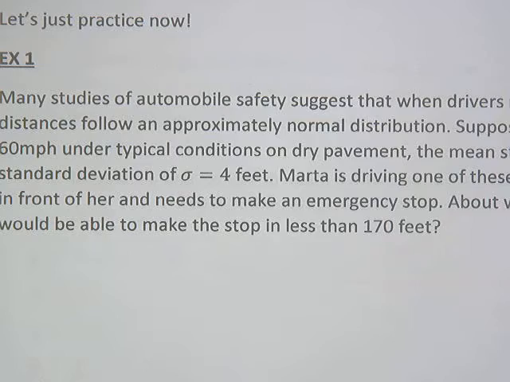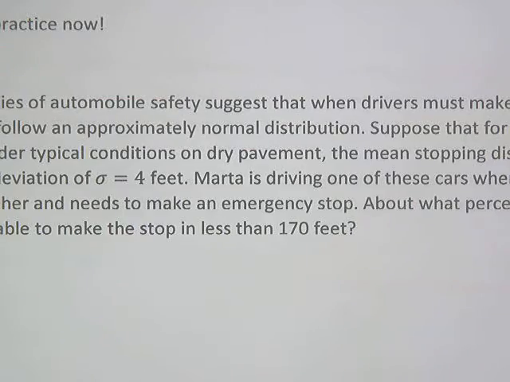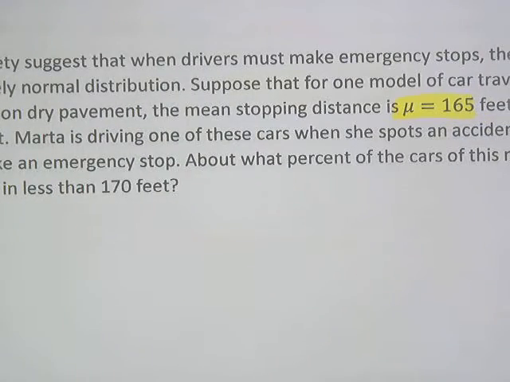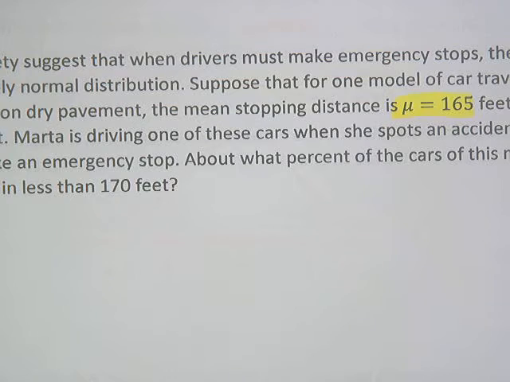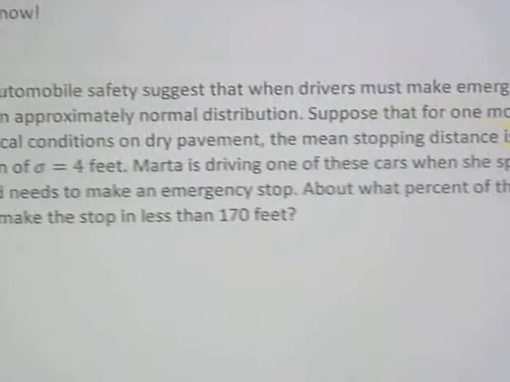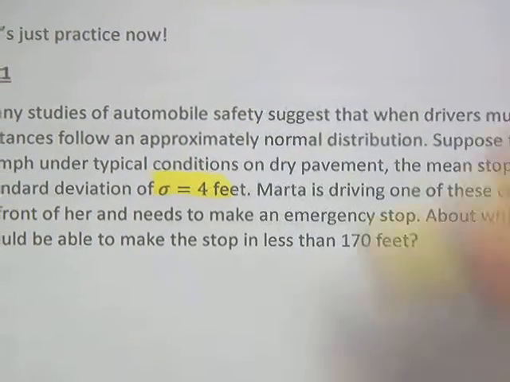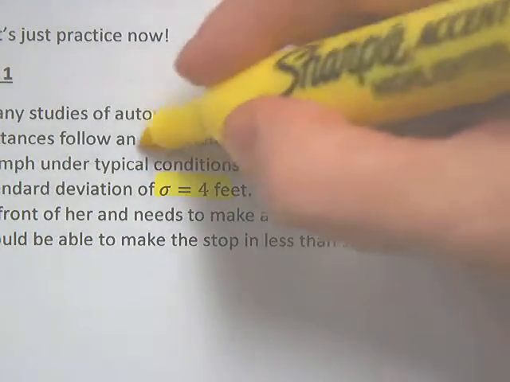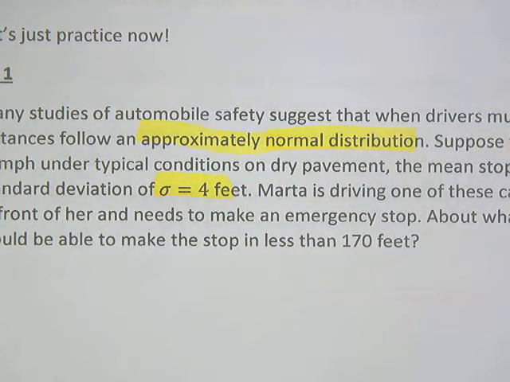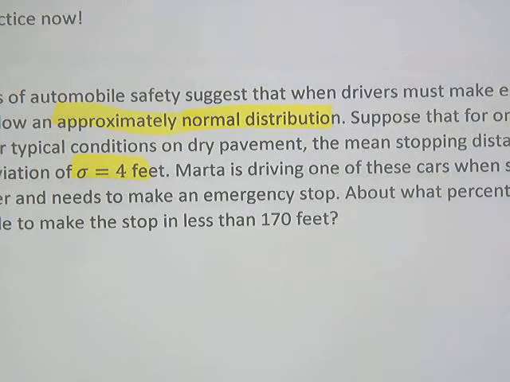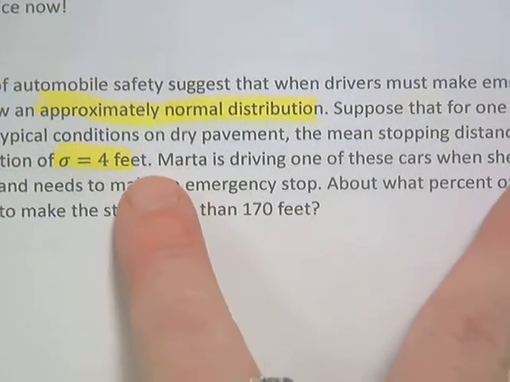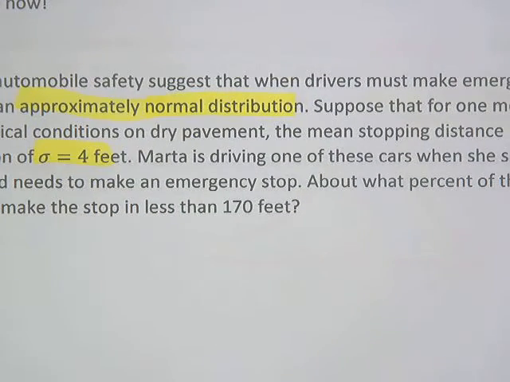If I'm a student and I kind of know what's going on, I know this is important: the mean, the standard deviation, and the fact that it's approximately normal. That way I know how to draw it. It's not skewed or anything. We're talking about stopping distance. Everything is in feet, so how long it takes a car to come to a complete stop.